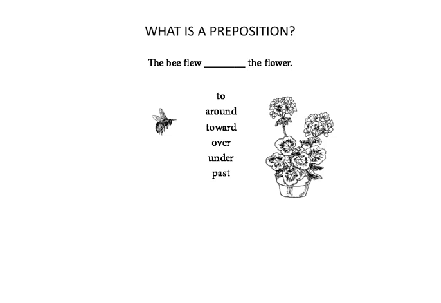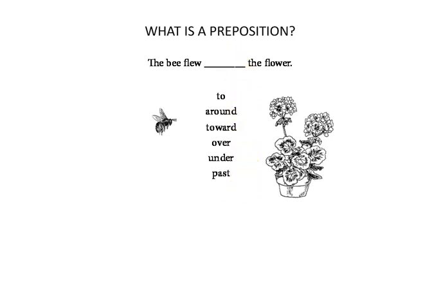Now, so far you've been using your list of prepositions to find where the prepositional phrases are. You look at your list, it says to, around, toward, over, under, past. Those are prepositions, so that helps you find them. But I want you to be able to find them without using your list. So I'm going to teach you what a preposition actually is. Consider this sentence. The bee flew blank the flower. Any word that you could put in that blank right there is a preposition.